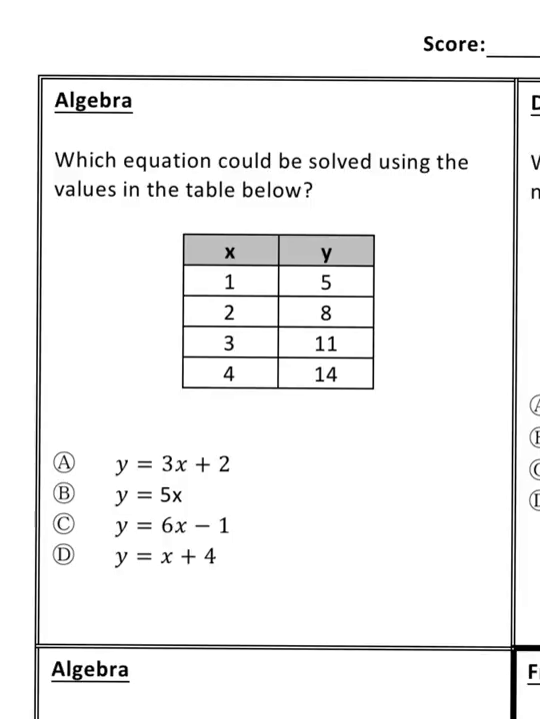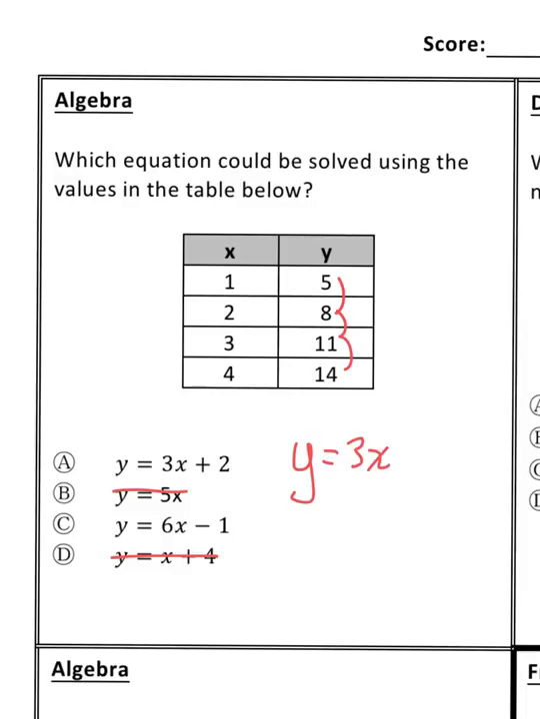It says, which equation could be used to solve the values in the table below? So you know you're going to start with y equals. I'm going to look for simple addition, simple multiplication. 1 times 5, 2 times 5 is not 10. Nope. 1 plus 4, 2 plus 4 is 6. So you know it's going to be a more complicated one, and it is not going to be times 5 and plus 4. So, to figure this out, you start with the y's and you skip count. 5 plus 3 is 8, plus 3 is 11, plus 3, so it's going to be 3 times x.